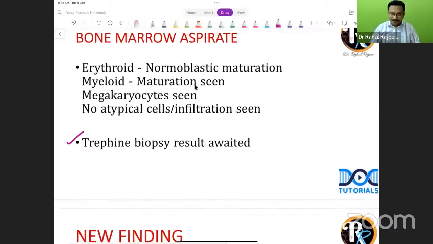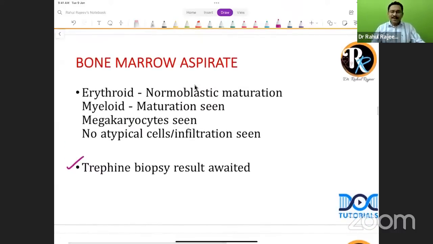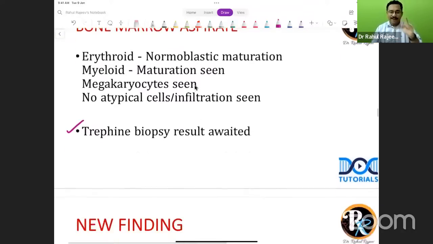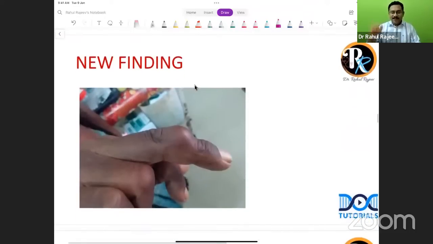Okay, now what? Now I'll tell you something interesting happened. During the hospital stay, this patient developed a new finding. He told us, doctor, I am having a swelling in my fingers. And this is that swelling.